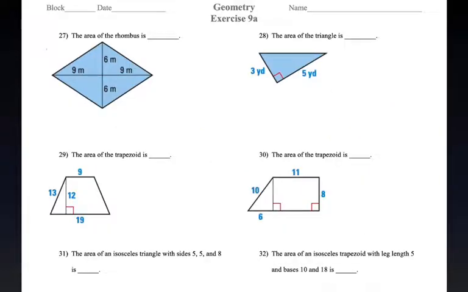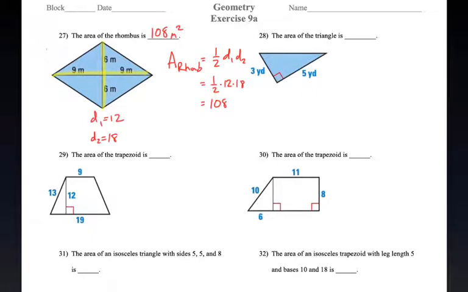All right, the area of a rhombus. The formula for an area of a rhombus when it deals with diagonals is 1/2 times the first diagonal times the second diagonal. Now, the mistake people have been making, they've been saying 1/2 times 6 and 1/2 times 9. It's 1/2 times this entire diagonal, which is 12, and the other entire diagonal is 18. So it's 1/2 times 12 times 18. Gives us 108 in this case.